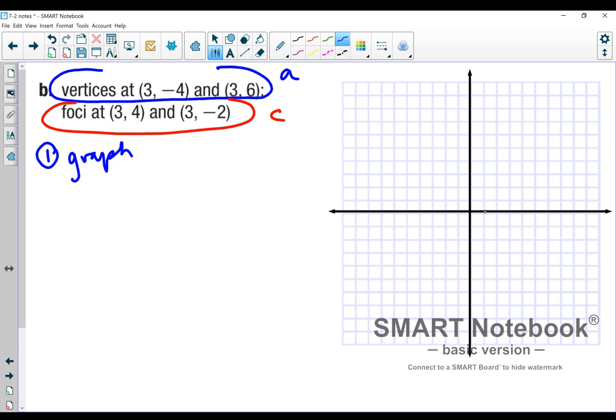So let's see, 3, negative 4, and 3, 6. And we can always find our center. Center's halfway in between those. I don't have to have points all the way around to tell where the middle is. So my center's going to be here. So I've already got the center. That's part of what I had to identify. So my center is at that green point, 3, 1.